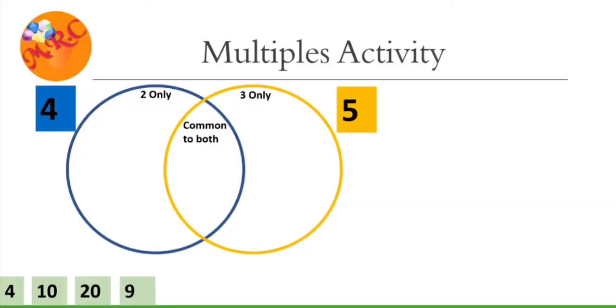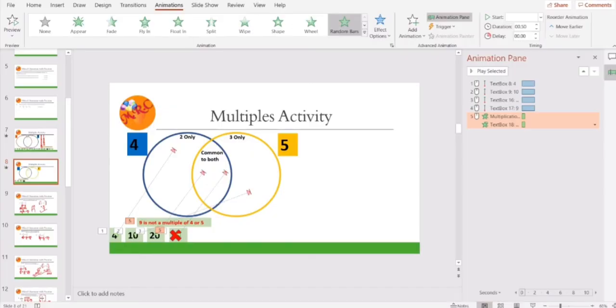So now the multiples activity works just the same. You would highlight 4, ask your child if it's a multiple of 2 or 3, and they would say, oh, not 2 or 3. Oh, let's correct this. This should be 4 only and 5 only. All right, yes, so let's go.